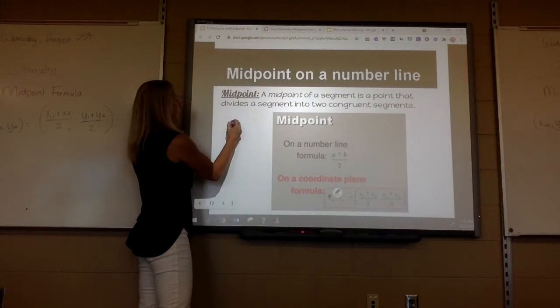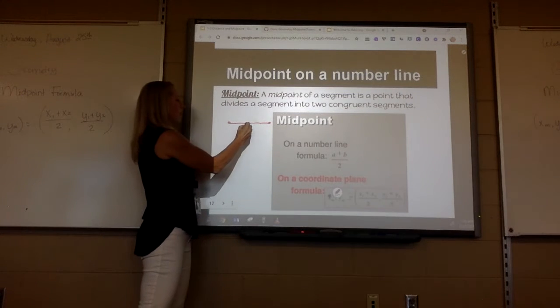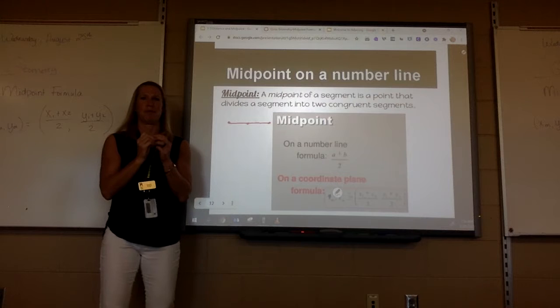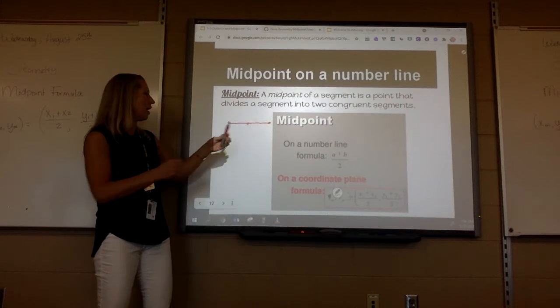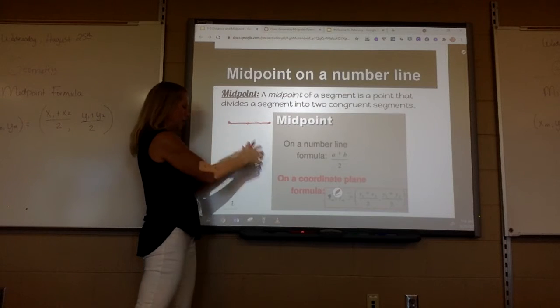So if I have a segment, the midpoint is the point right in the middle. If you're on a number line, basically you're just going to find the average of those two numbers. You're going to add those two numbers together and divide by 2.